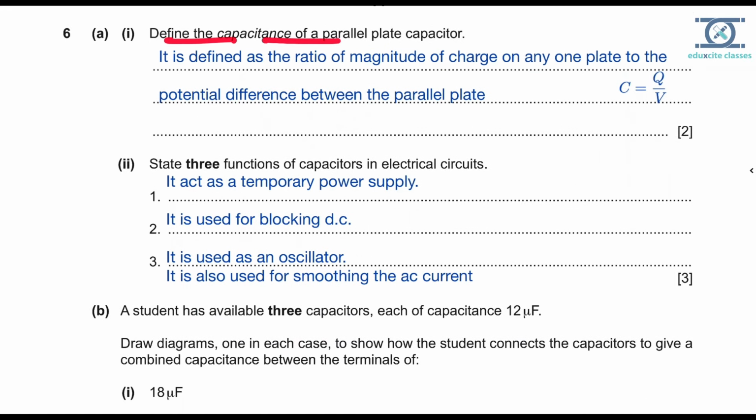Define the capacitance of a parallel plate capacitor. This is also a common question. It is defined as the ratio of the magnitude of the charge on any one plate, because both plates have the same charge, just of opposite nature, to the potential difference between the parallel plates. So C is the capacitance, which equals Q by V. The keywords are ratio of magnitude of the charge on any one plate to the potential difference between the parallel plates, or you can write the mathematical expression also.